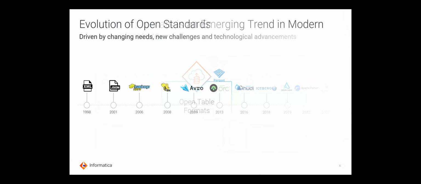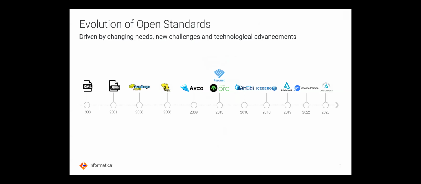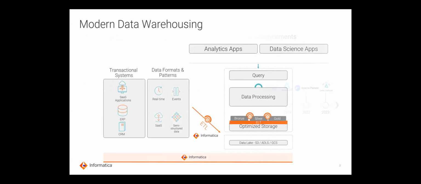Now let me get into the open table format. I know I only have 1 minute left. The open table format has evolved from the file formats, from 1998, and now you have Iceberg. In between, you had the Hadoop file system as well. This also provides new technology and new challenges as well.